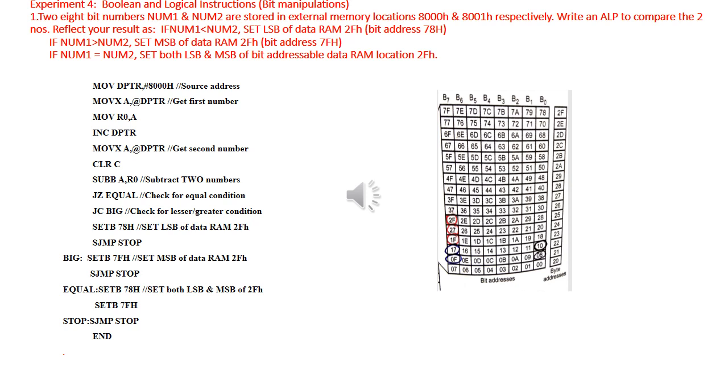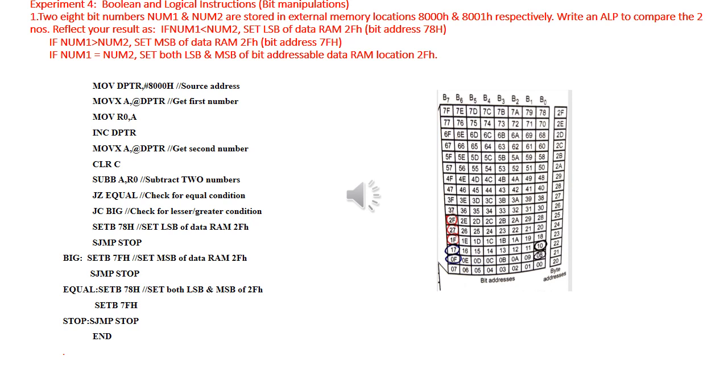In the first case, the first three lines are common in all the programs. You initially need to start with the ORG statement, then use SJMP 30H, then ORG 30H. After that, you are going to move the immediate data 8000H to DPTR.